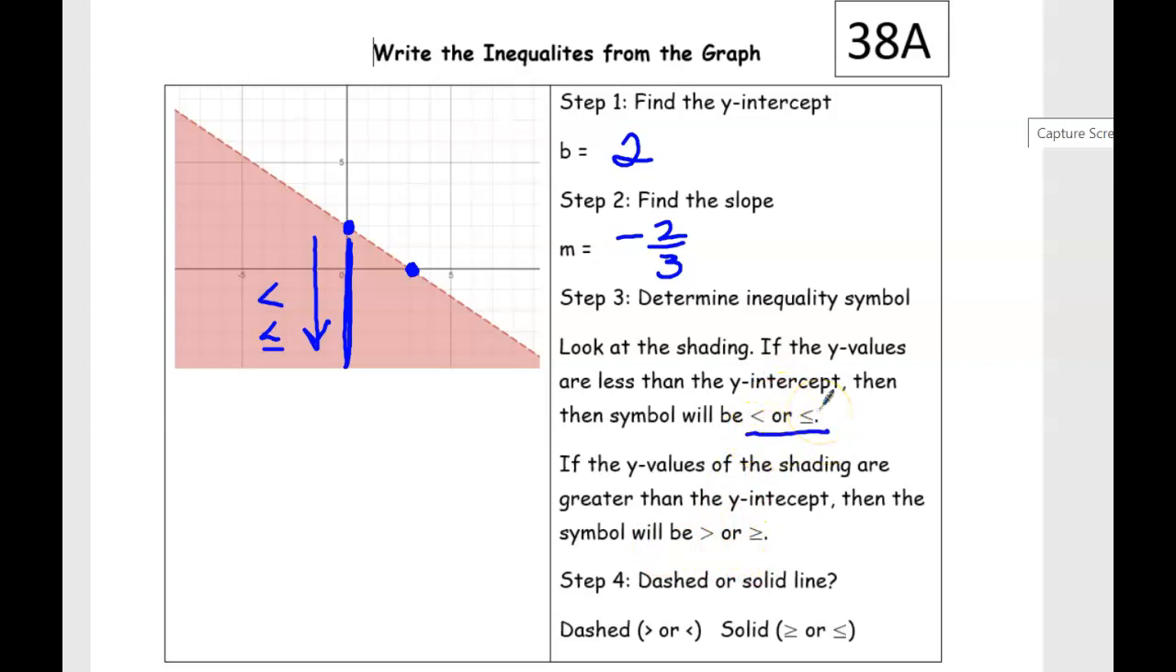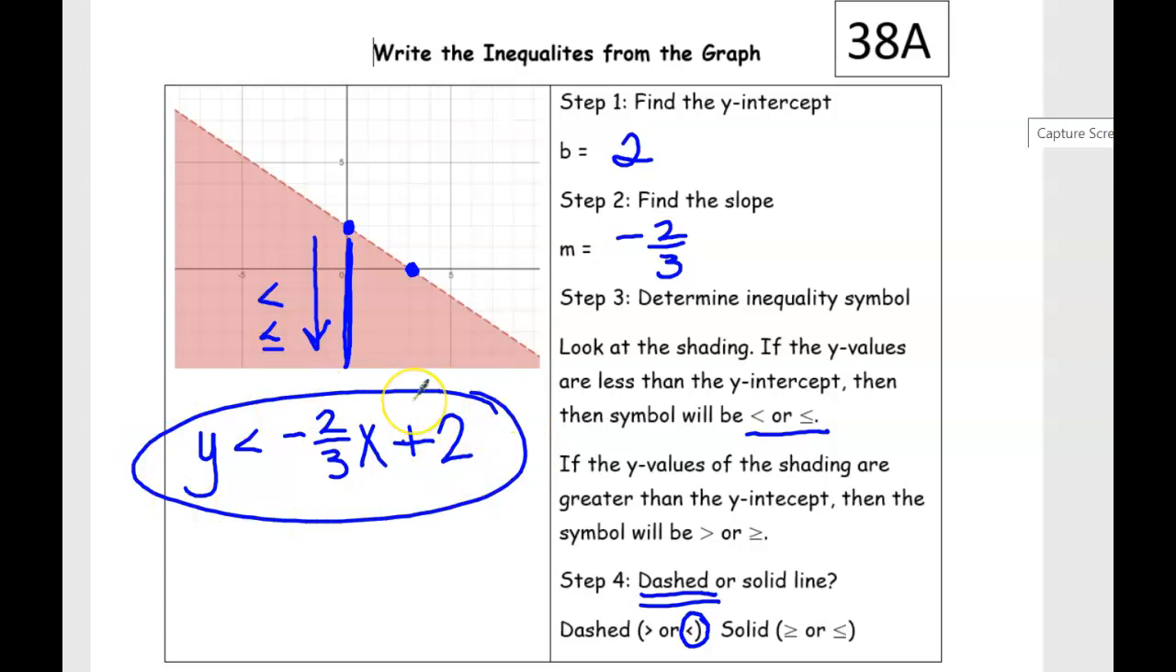Now we look at the line, is it dashed or solid? It's just a dashed line, so we know that it's just going to be less than. Okay, so we put those pieces together and we get our inequality, and our y is going to be less than our slope, which is negative 2/3 x. Okay, so negative 2/3 is our slope times x plus 2. Okay, so there's our inequality.